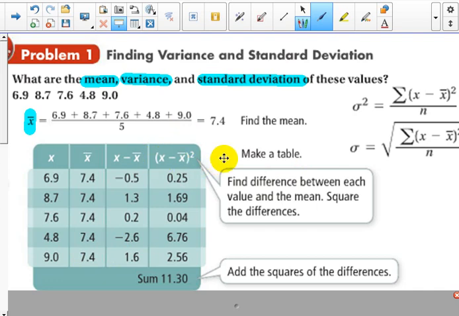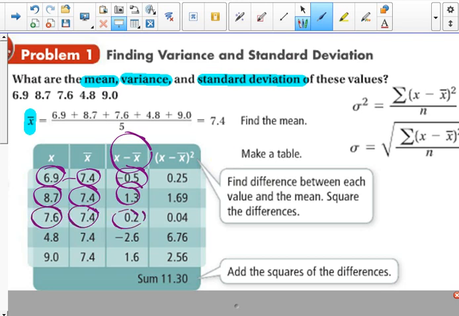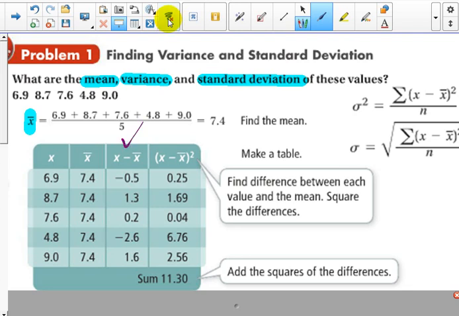Now the next step was to subtract that average from the element. So now it's x minus x bar. So 6.9 minus 7.4, that's negative 0.5. And you do that all the way down. 8.7 minus 7.4 is 1.3. 7.6 minus 7.4 is 0.2. 4.8 minus 7.4 is negative 2.6. 9.0 minus 7.4 is 1.6. Let me clear that up. All right. So now that gets us through the third column.